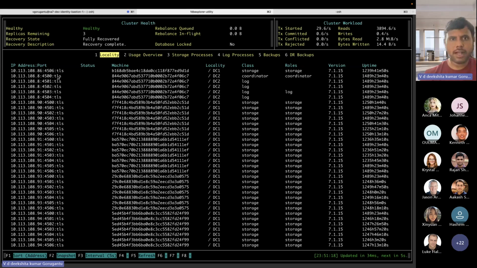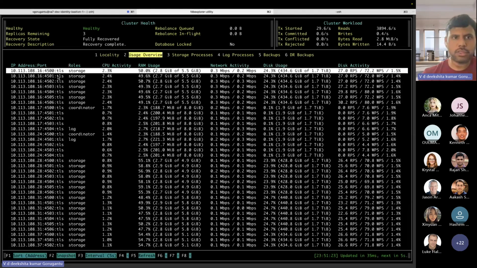So then coming to the usage overview. When you have so many nodes, you want to track the CPU activity, the RAM usage, and disk usage. So we can monitor everything in a single place.